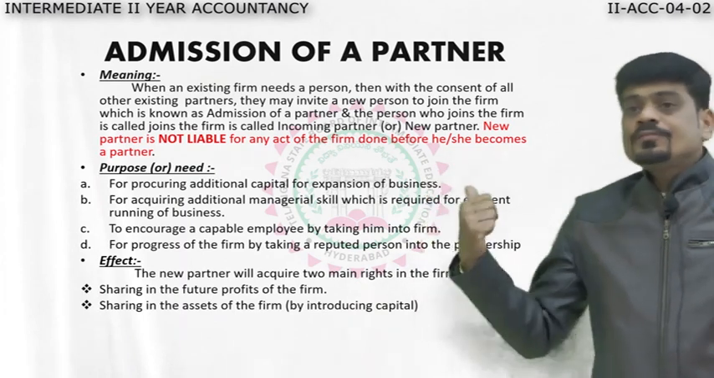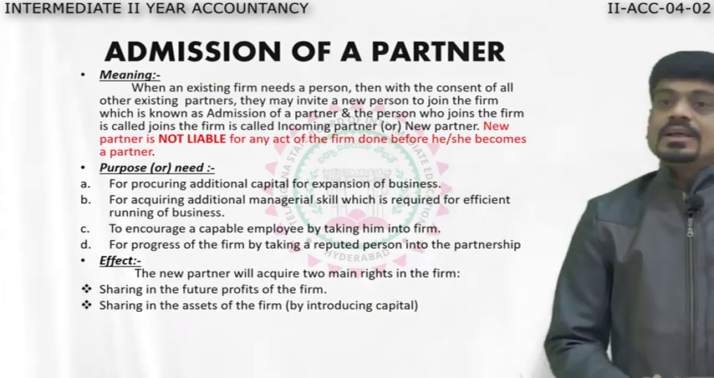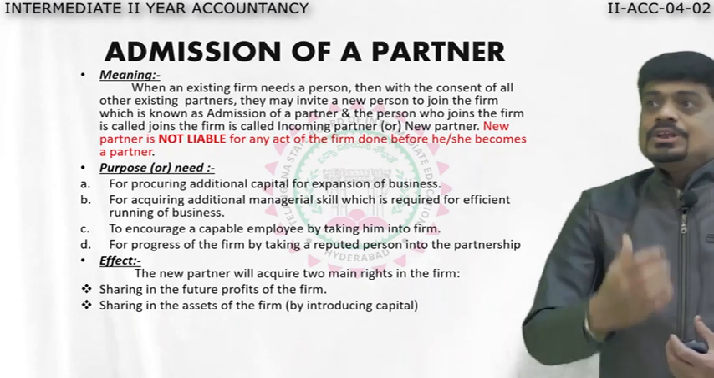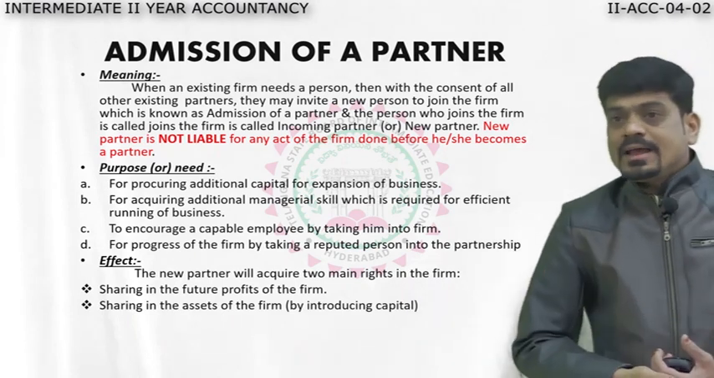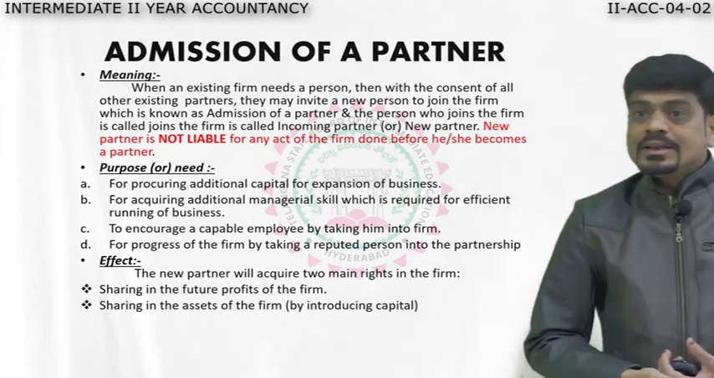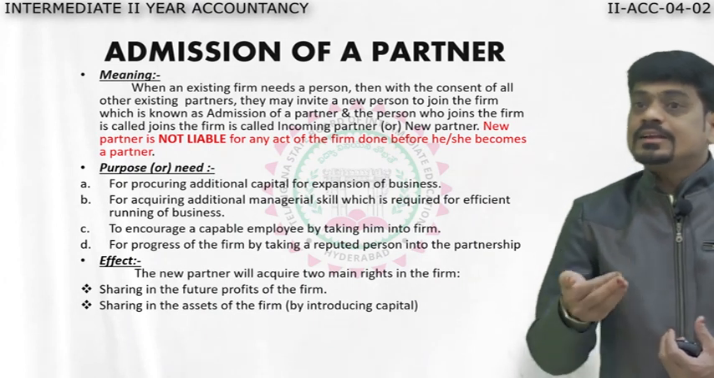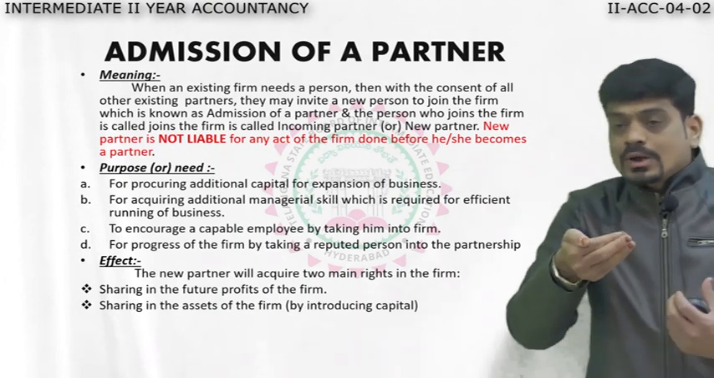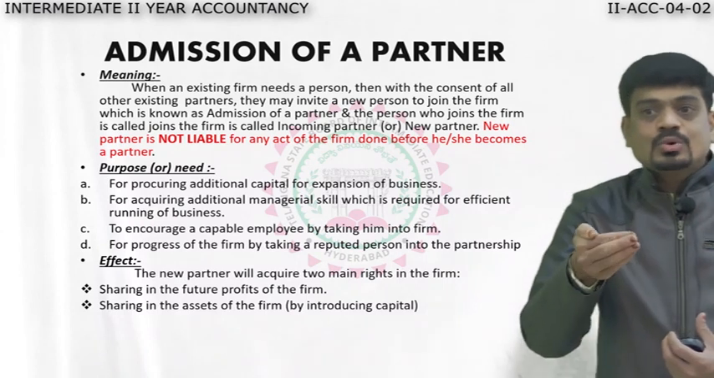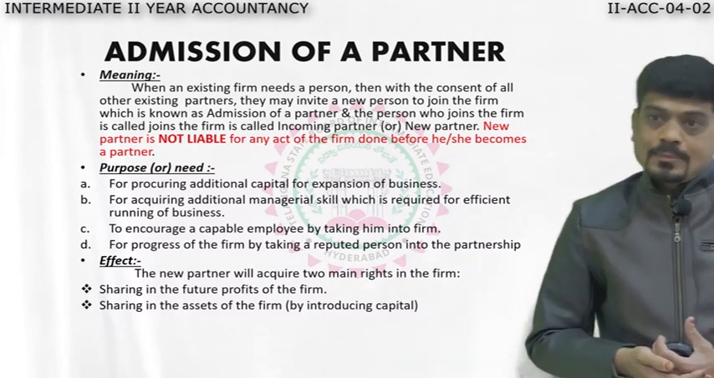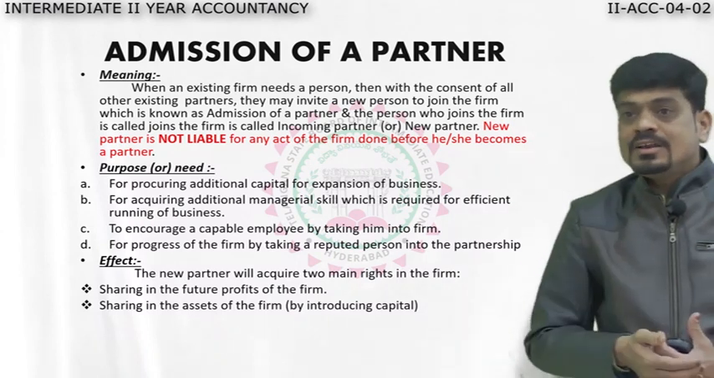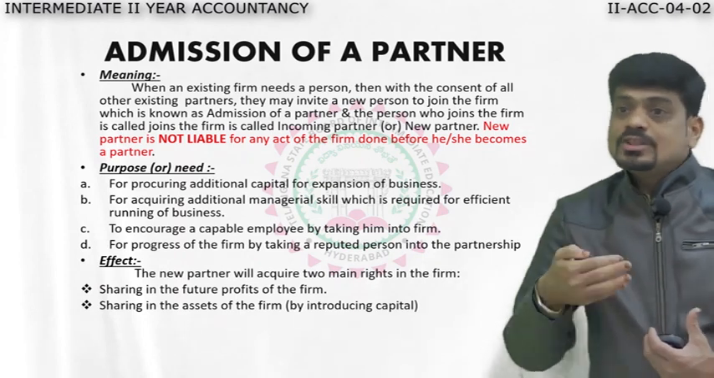And the effect of this we can see, for example, in your house, your brother is getting married. Your brother got married. So what happened? Your sister-in-law who comes into the family has to come with the consent of all other members. That is your mom, dad, everyone. If they agree, she comes into the family.